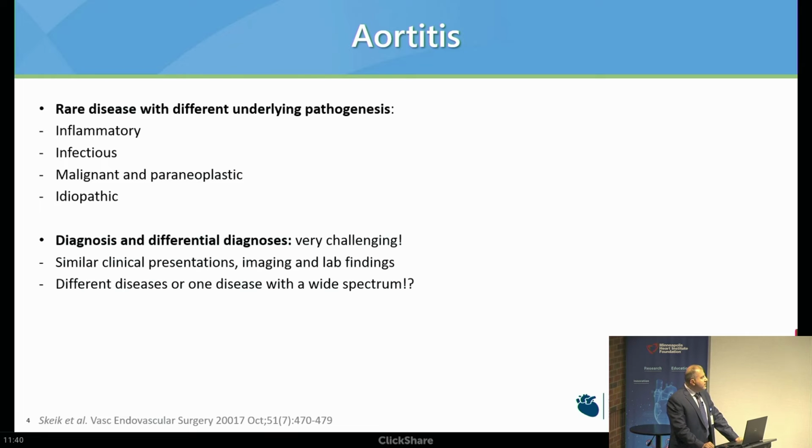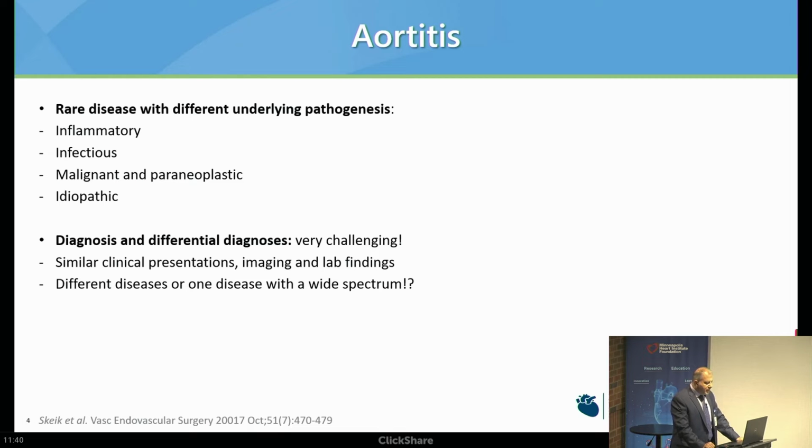What is aortitis? It's a rare disease with different underlying pathogenesis. If you think about inflammation, it could be infectious, could be malignant or idiopathic. A lot of times we do our best to find an underlying etiology, and then we call it idiopathic because we couldn't nail it down.